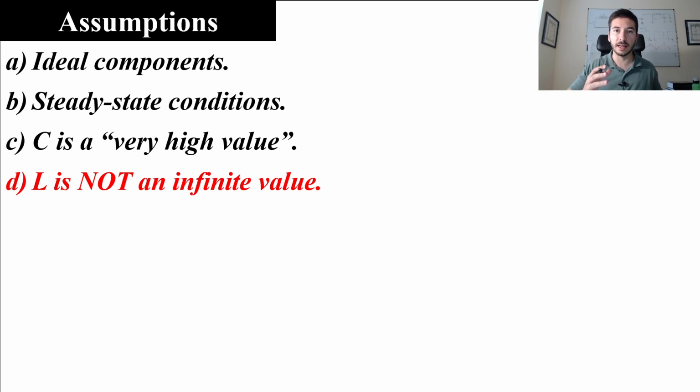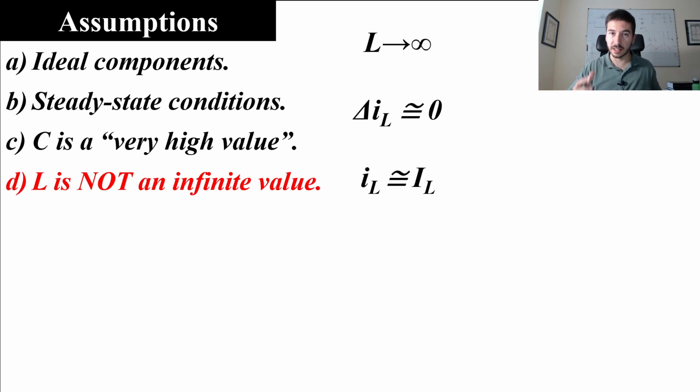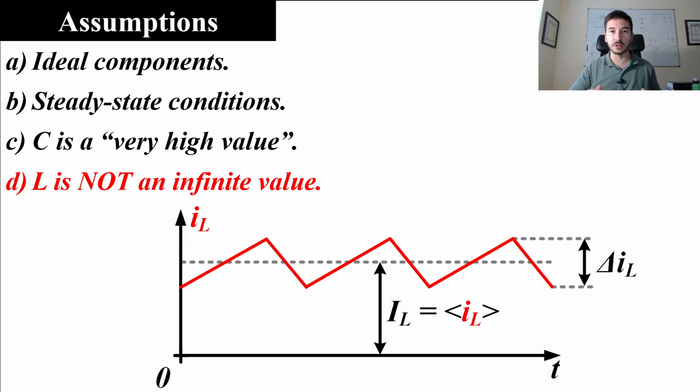And the last point is different to the previous video. In the previous video, we said that inductance is a very high value. As a result, current ripple through the inductor was zero, and we considered that the current through inductors were constant. In this video is different. Our target is to determine the shape of that current, the waveform that we have in the current through the inductor. So we will consider that our inductance is not infinite.